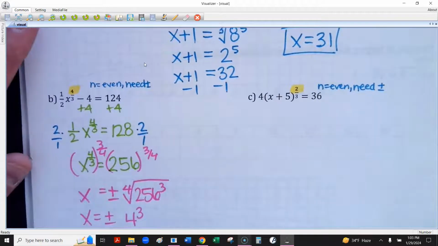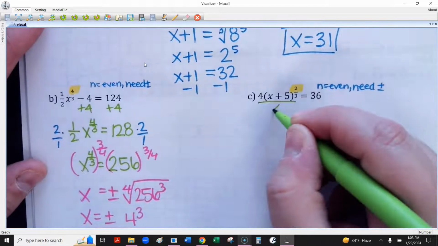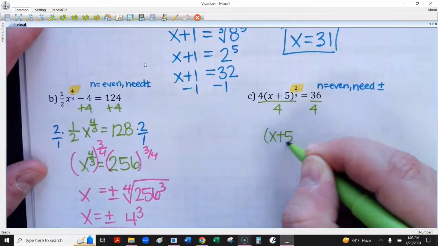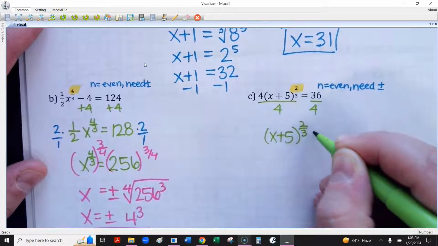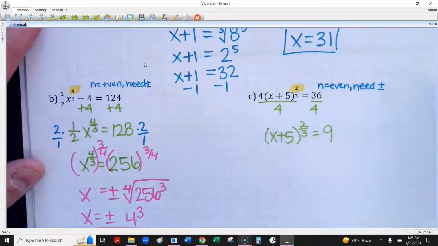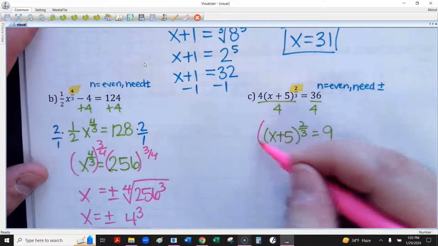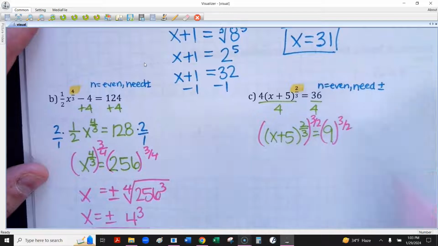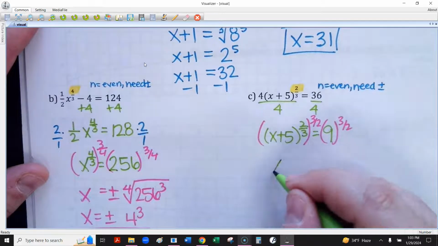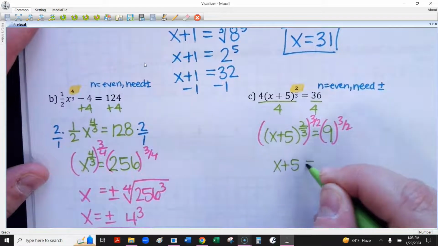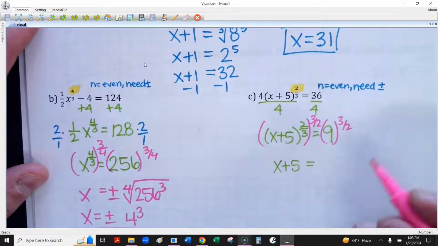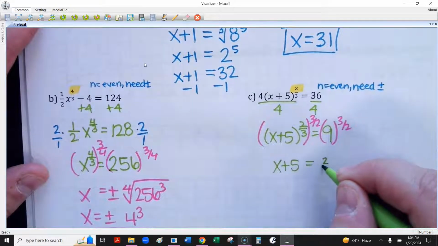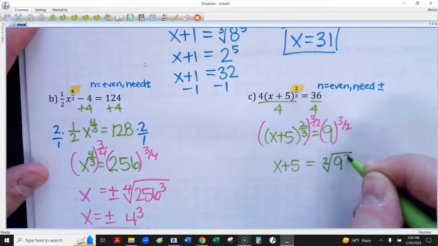This guy, we've got to get rid of the 4 out in front first. Want to isolate that x plus 5 being taken to the 2/3 power. 36 divided by 4 ends up being 9. Once you're there, we're going to cancel that out. So I'm going to take both sides to the 3/2 power. When I do that, this is just going to stay x plus 5. On this side, though, I'm going to do my bottom out. So the bottom of the fraction becomes the index of the root. So this would be the square root of 9 to the 3rd.